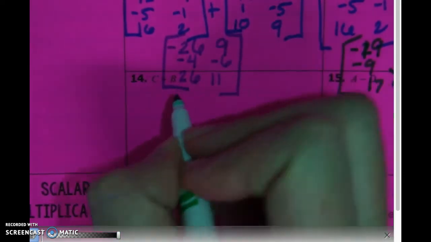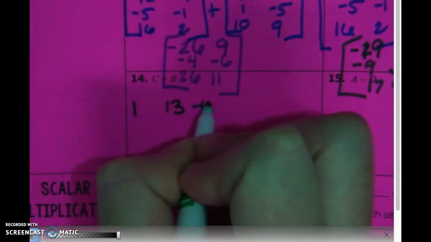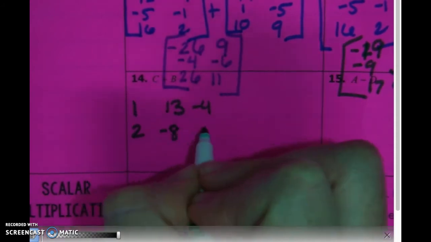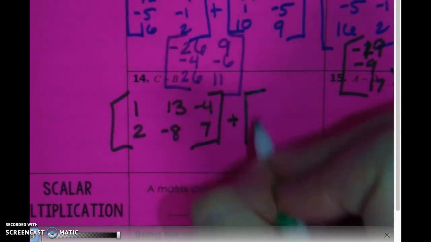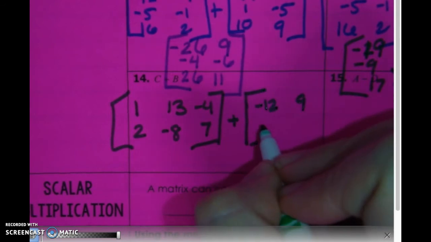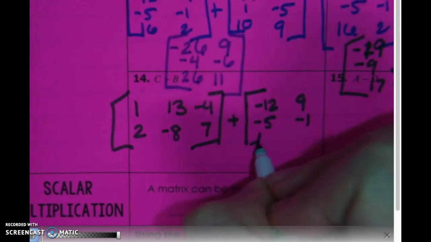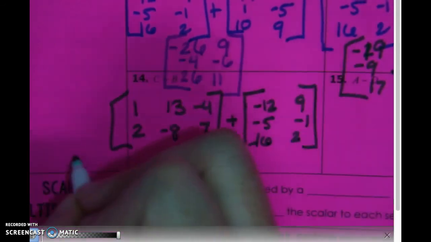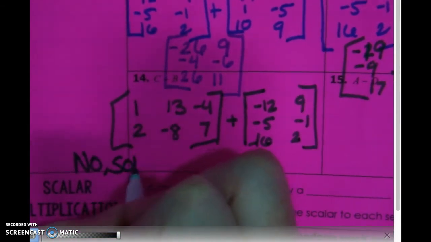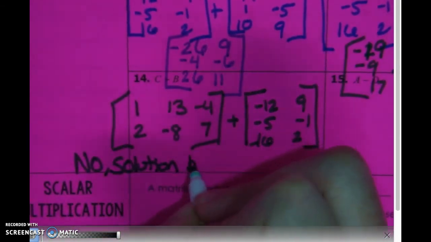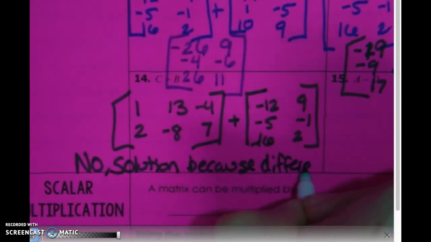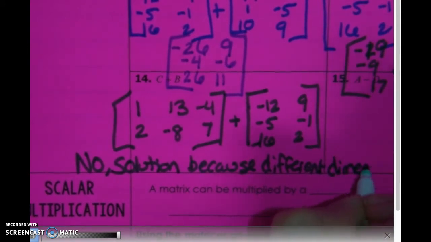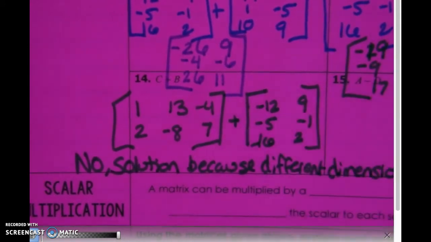So C, if I look here and I start looking, and I'm going to write it out. Adding them. Are they the same dimensions? So we're going to say there's no solution. They have to be the same size. No solution because different dimensions.